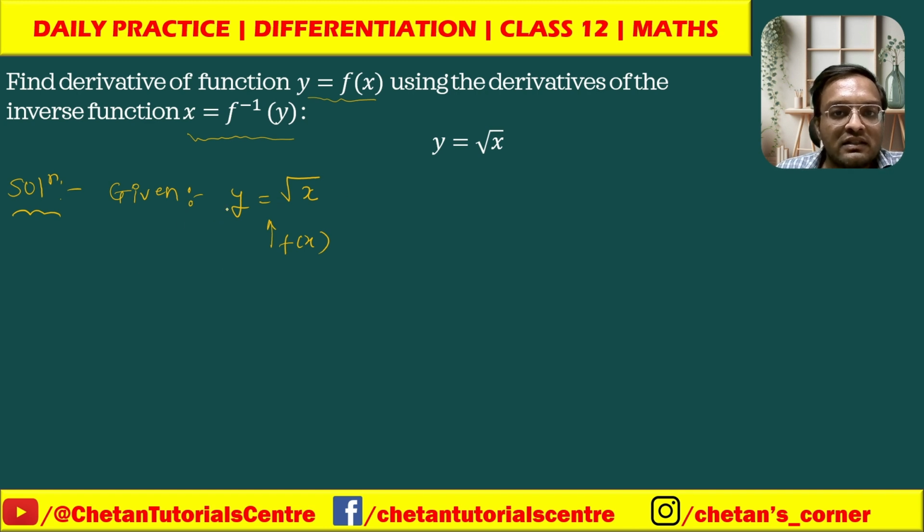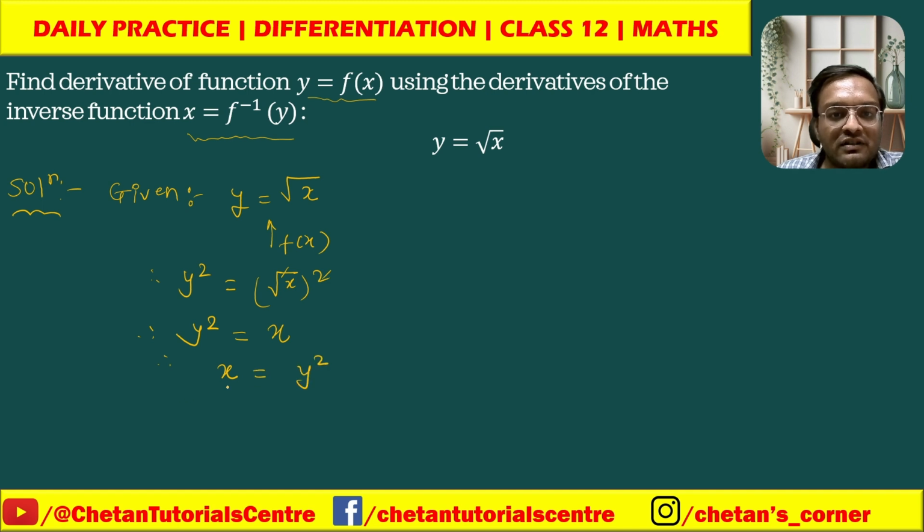Let's see. Now I will take the square of both the sides. So what will I get? y square is equal to under root of x bracket square. So therefore y square is equal to, this root and square will get cancelled. So y square is equal to x. Therefore x is equal to y square.